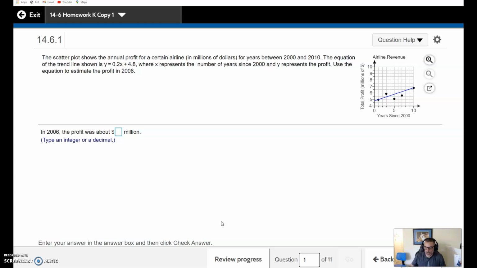So last week we were tasked with just finding the equation. Well, the whole point of finding the equation is so that you can use it to make predictions, right? Or to find information. And there's two types of problems that you're going to see. So I'm going to go over number 1 and number 2 from the homework.